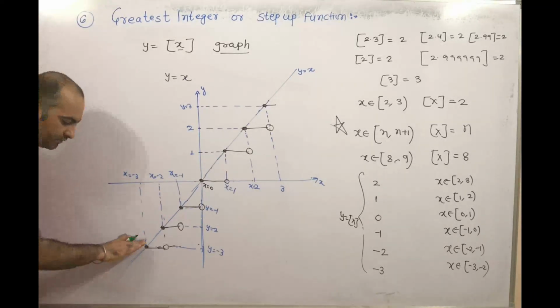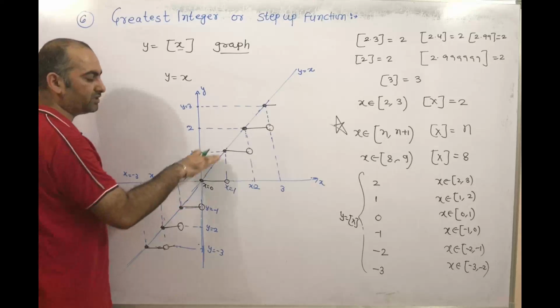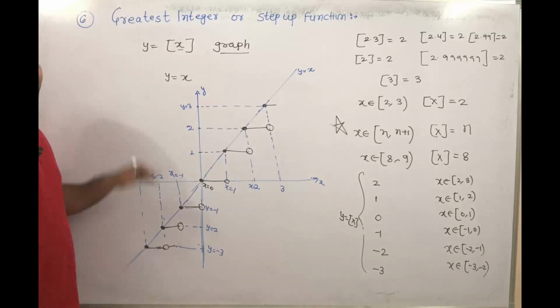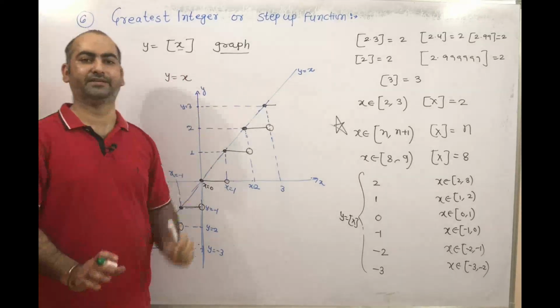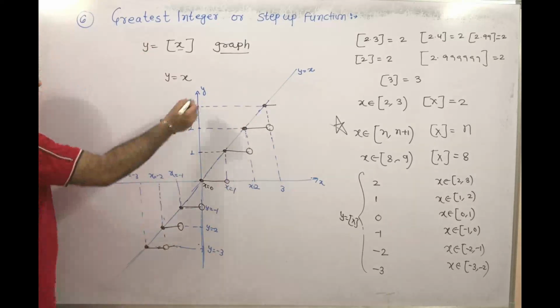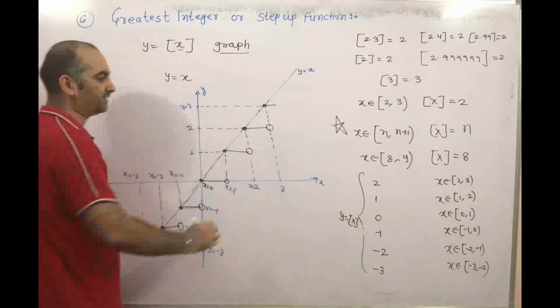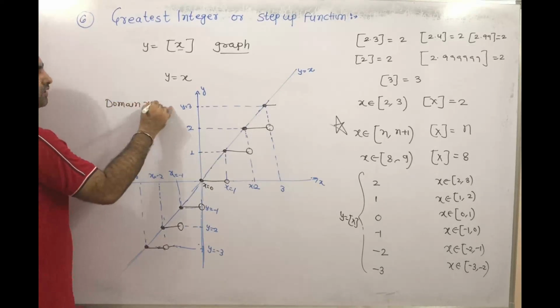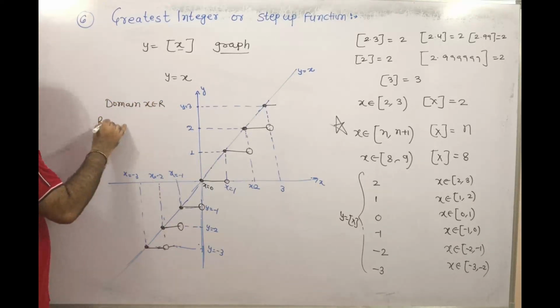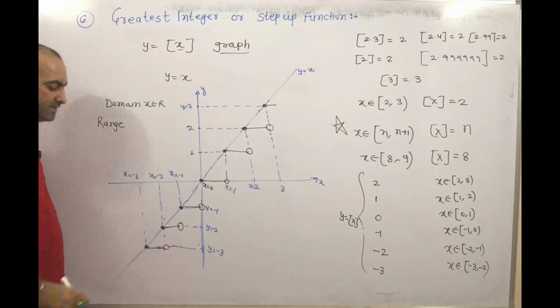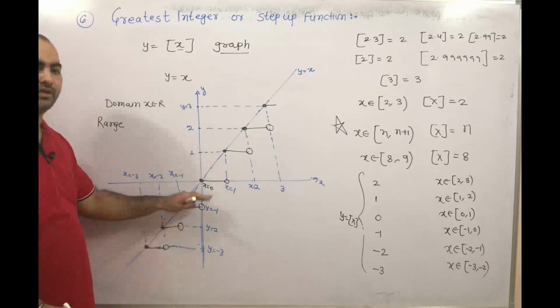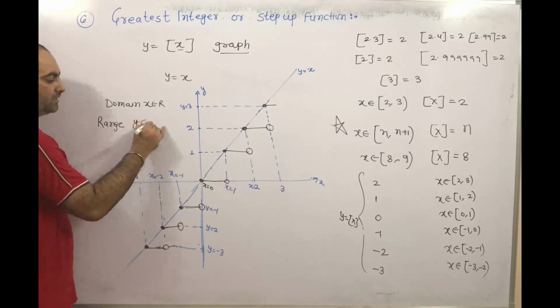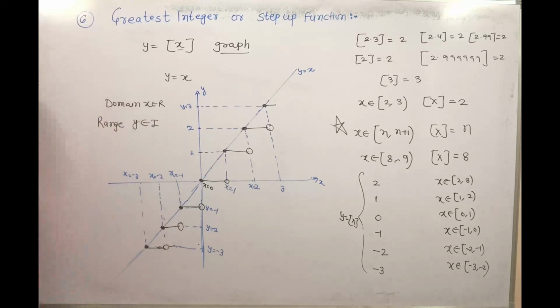So here you can see it is coming like steps, so this is also called a step function. This is the graph of y equal to greatest integer of x. Now if you check the domain, what is the domain? It will cover the entire x-axis. Domain is x belongs to R. Range: you can see it is giving integer values only. So y belongs to I, the integers.